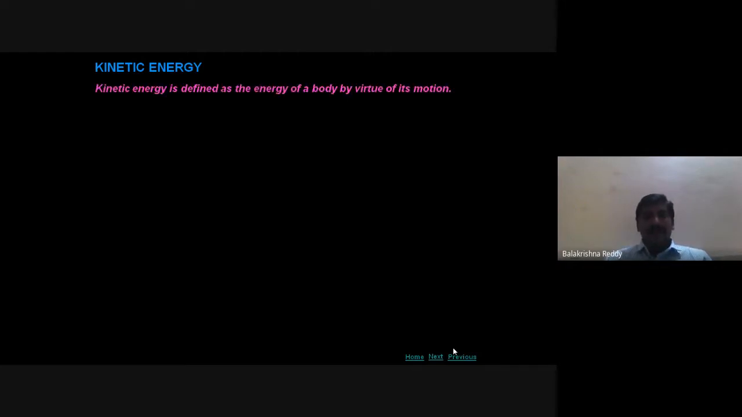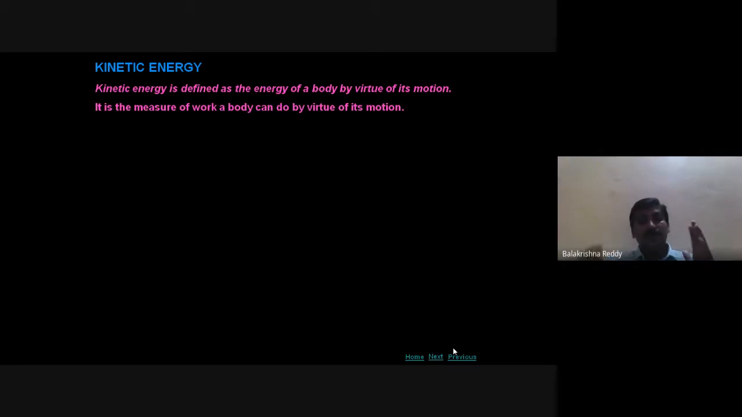So simply I can write: kinetic energy is defined as the energy of a body by virtue of its motion. Since it is in motion, therefore it possesses some amount of energy. If it is not in motion, it will not possess such energy. That is what we are talking about as kinetic energy. Kinetic energy is a measure of the work a body can do by virtue of its motion.